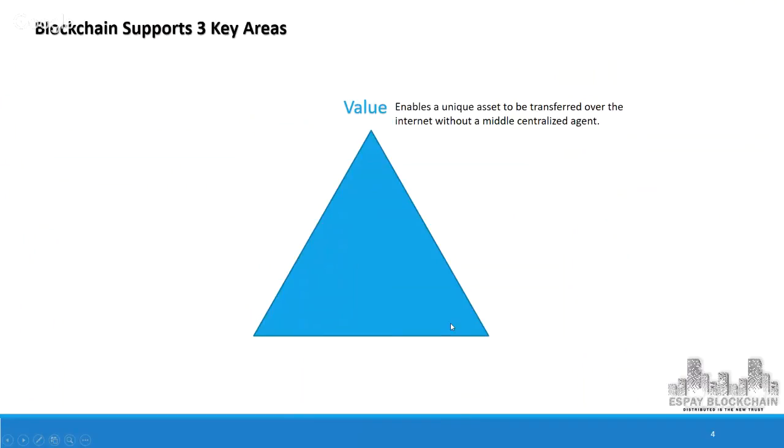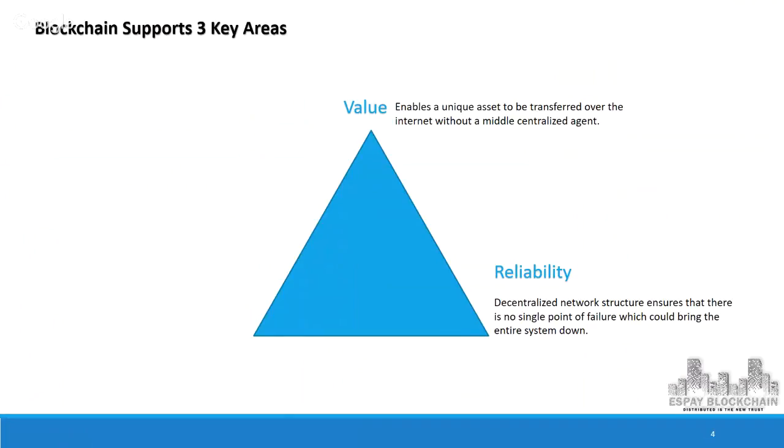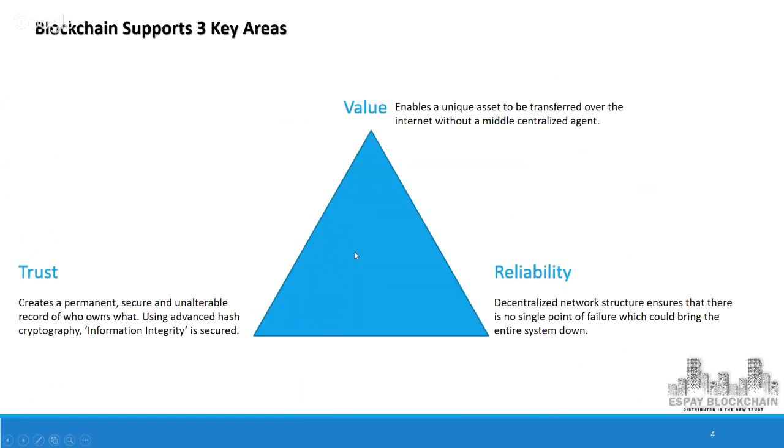So this architecture provides more reliability because it is decentralized and managed by the community who trust the network. This decentralized network ensures that there is no single point of failure which will bring the entire system down, because if one node is down, there are millions of other nodes who can take care and continue the process. The third one is trust.